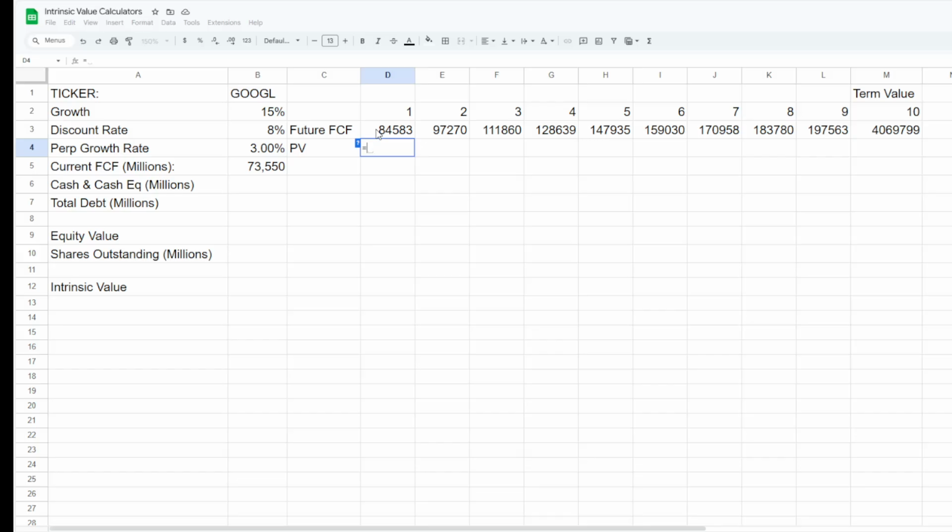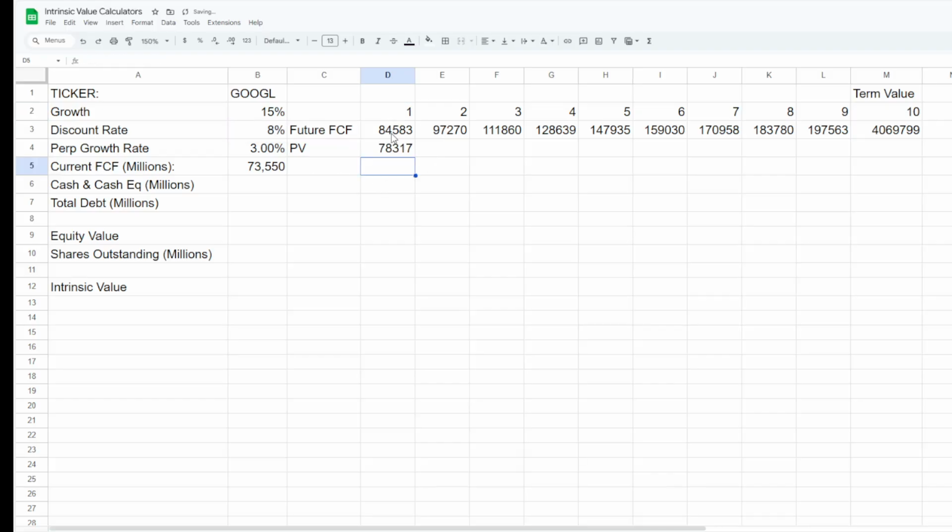So I'm going to say equals. I'm going to click above to the future free cash flow at year 1, 84.5 billion, and I'm going to divide that by 1 plus the discount rate, which is here in cell B3, 8%, and I'm going to raise that to the power 1. Why 1? Because that's 1 year from now. So I'm going to raise that to this number up here, 1. The only thing I need to do is put dollar signs around B and around 3 to make sure that it is always this discount rate of 8%.